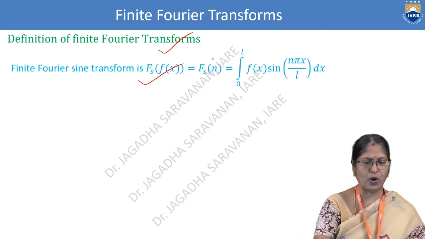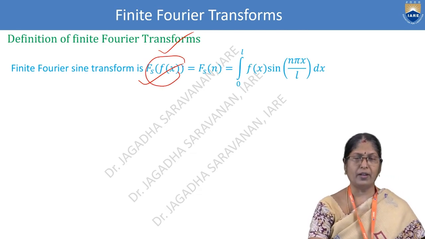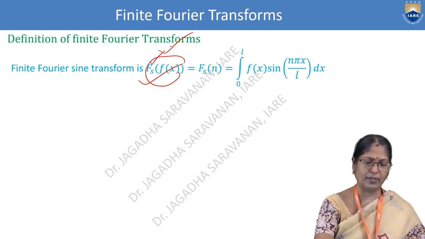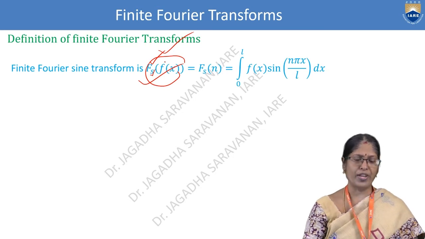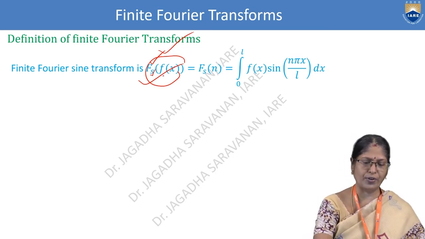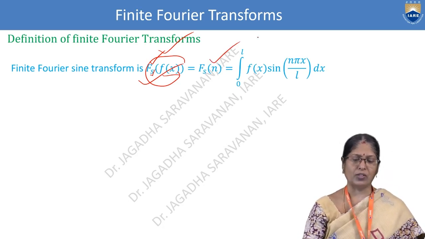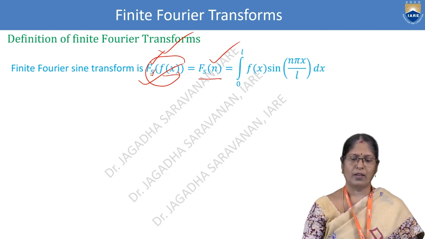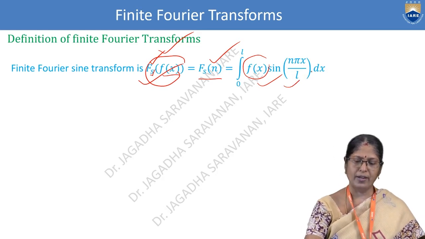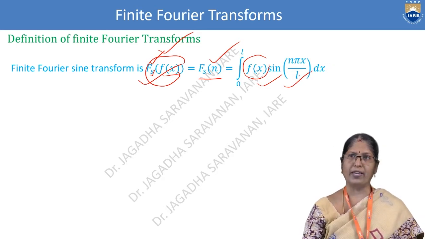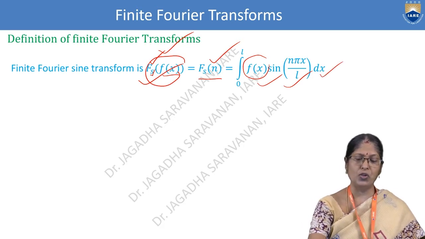The first formula is the symbol I circled here. Capital F represents Fourier transform. The small s represents the Fourier sine transform of the function f of x, which is equal to capital F s of n, equal to the given function f of x multiplied by sine of n pi x by L, and we have to do the integration with respect to x from 0 to L.